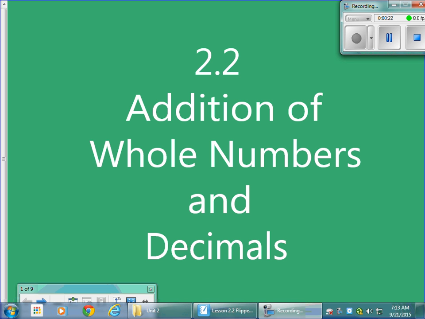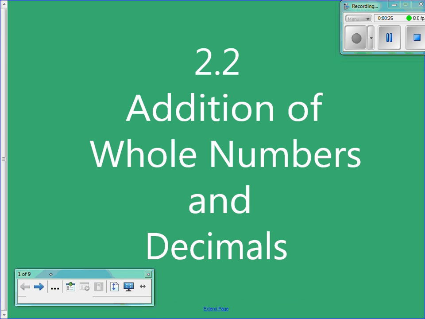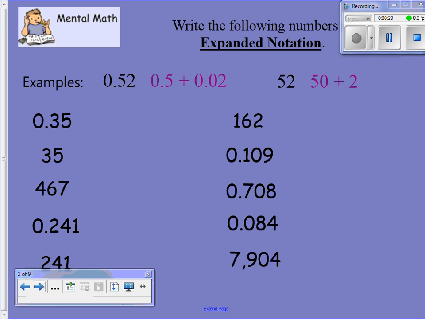All right, today we're gonna be working with addition of whole numbers and decimals. Before we get started with that though, we're gonna do a little bit of mental math. So if you have a sheet of scratch paper, go ahead and find a sheet of scratch paper here, and we're going to be working with finding expanded notation with these numbers. Take a look at our example here. All we're doing is we're taking this number right here, and we're breaking it down. So we have 0.5 plus 0.02. Over here we have 50 plus 2. We're just expanding the number out. We're just adding each place value spot.